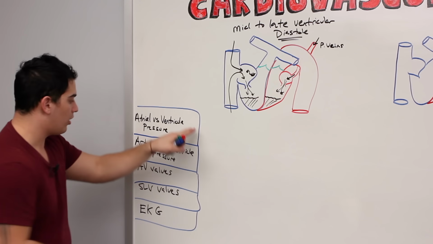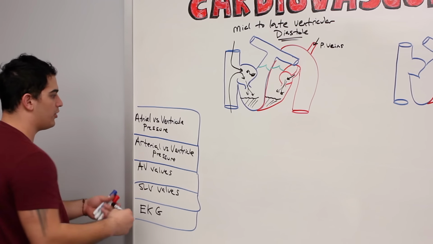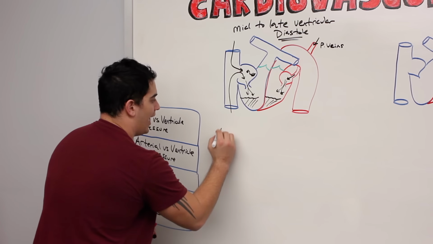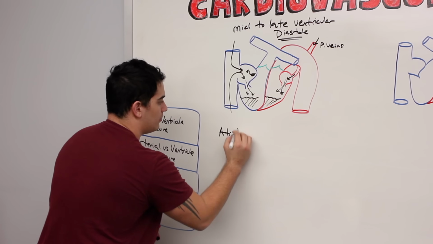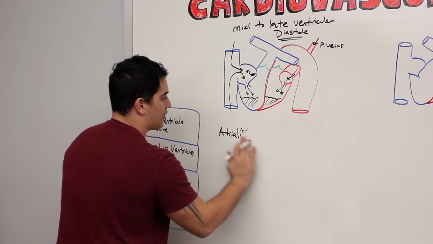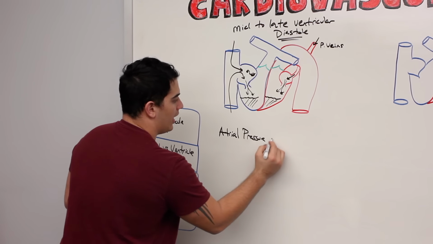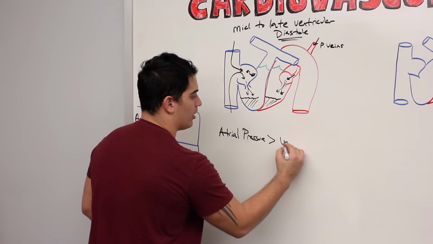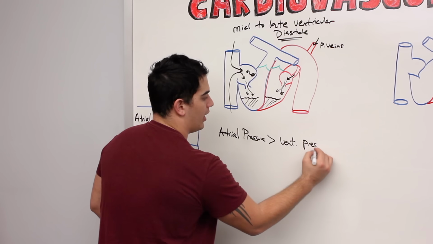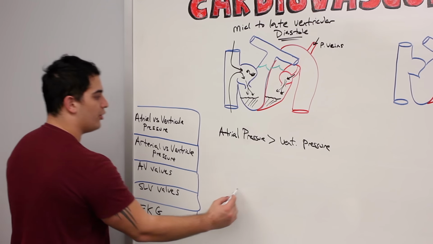So again, we've already defined what's happening here so far. So what's the atrial pressure? Is it greater than the ventricular pressure? Yes, it is. So the atrial pressure in this event is greater. I'll just put P for pressure. I'll just write it: pressure is greater than the ventricular pressure. And because of that, the AV valves are going to open.